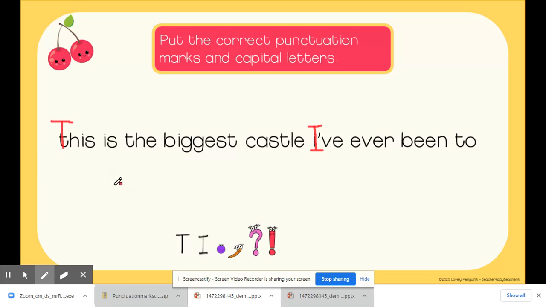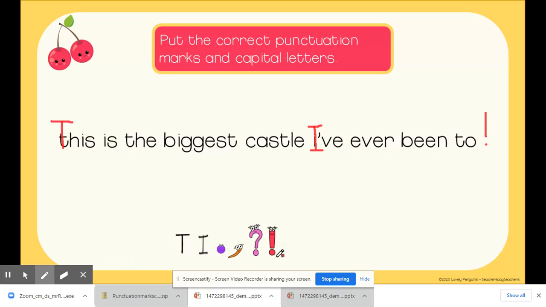Now, what kind of a sentence is it? This is the biggest castle I've ever been to. Well, that definitely sounds like someone's excited about being in that castle. So I think we're going to use our exclamation mark here because it shows a lot of feeling.